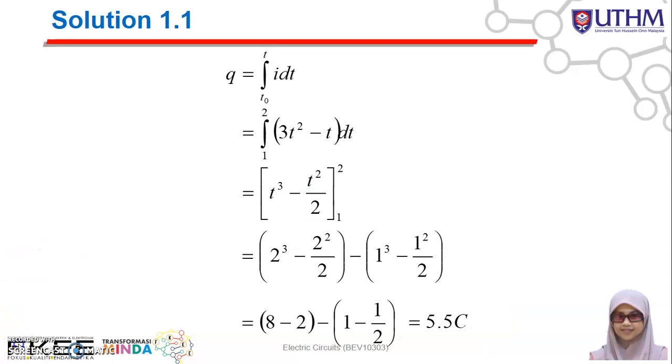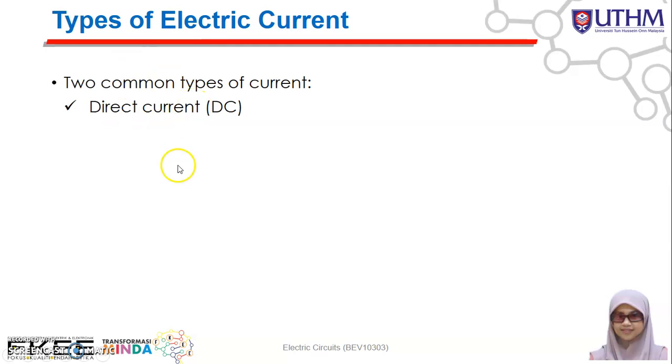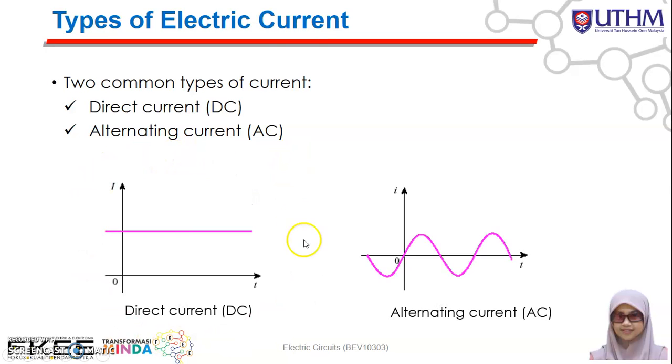Okay, so now we are going to have a look at the types of electric current. Basically you have two different types of electric current, which are direct current, DC, and alternating current, which we call AC. Okay, so here is an example of direct current. Here is an example of alternating current.